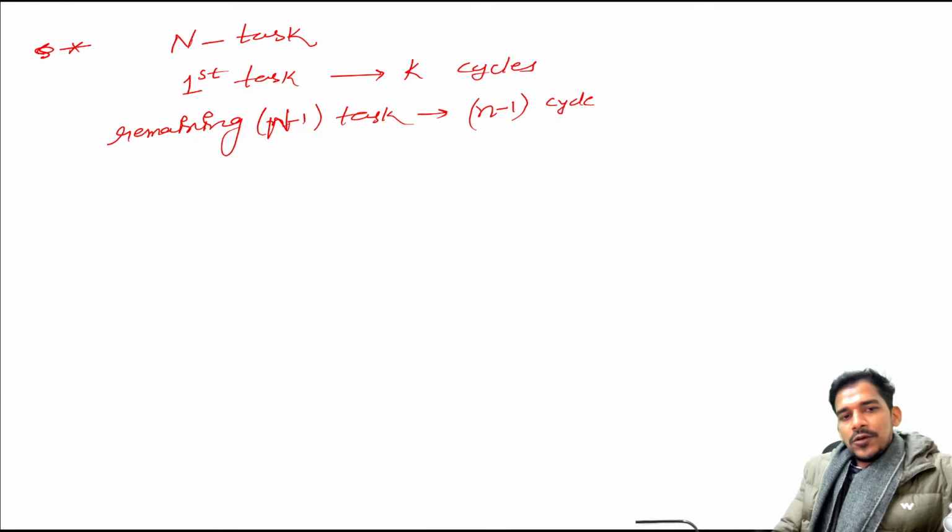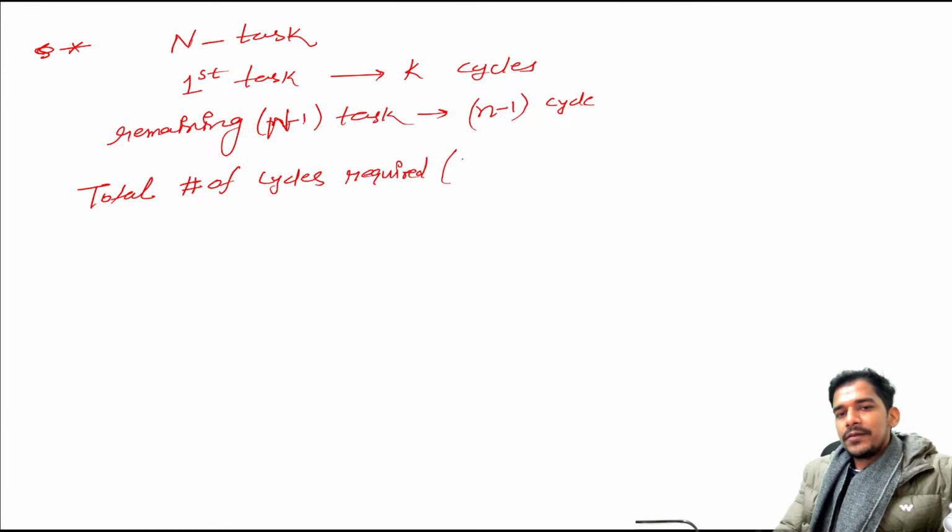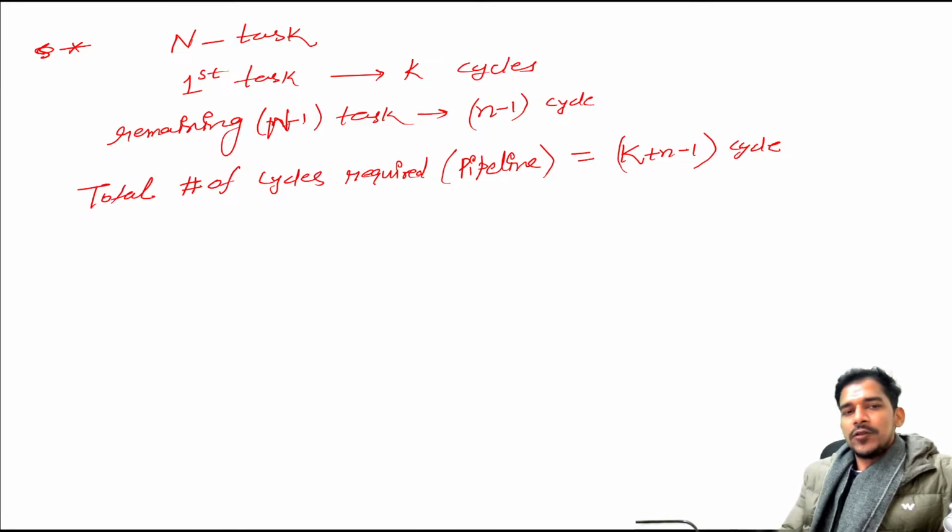That means the total number of cycles required in case of pipelining will be k plus n minus 1 cycles, right? If the cycle time is given, you can multiply by the cycle time, so you will get the answer in seconds or nanoseconds, whatever.